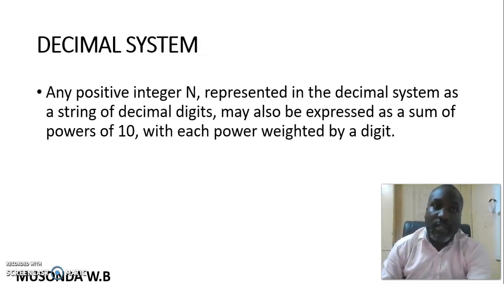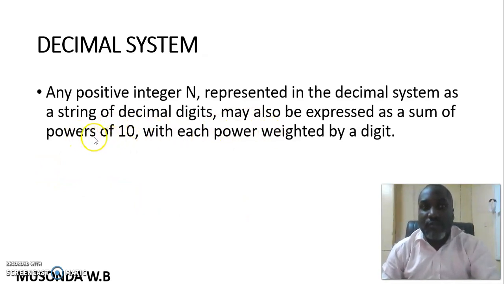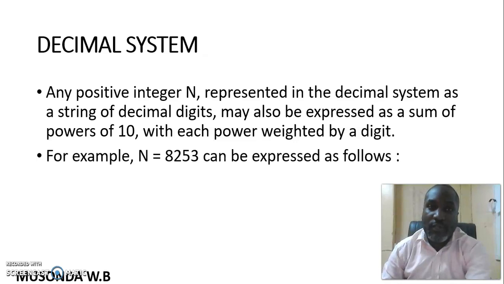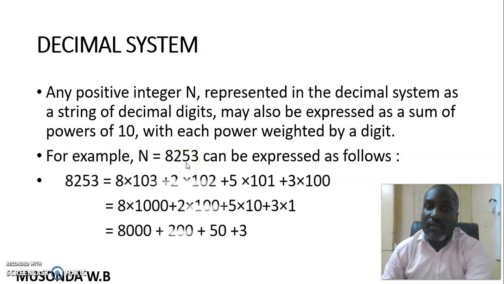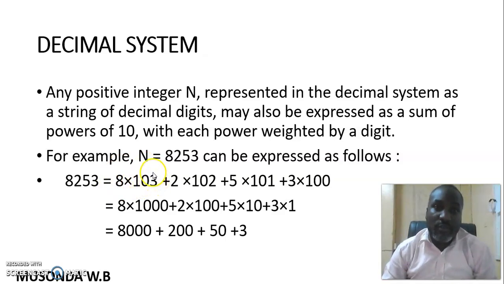Now, any positive integer n represented in the decimal number system as a string of decimal digits may also be expressed as a sum of powers of 10, with each power weighted by a digit. So, for example, let's assume we have a number which is 8,253, and we're saying that this can be expressed as follows. So we have the first 8 times 10 raised to the power 3, plus 2 times 10 to the power 2, plus 5 times 10 to the power 1, plus 3 times 10 to the power 0.